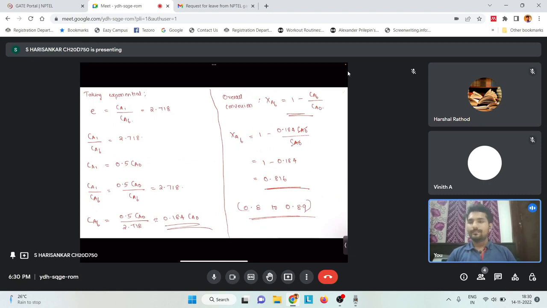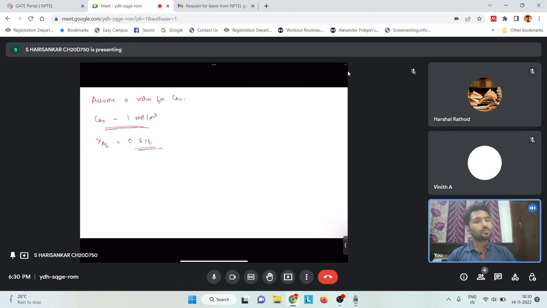If this is a bit complicating, what we can do otherwise is just assume a value for CA0 and then follow the same steps. So you assume a value for CA0, apply the design equation for CSTR, and we find the concentration of the outlet of the CSTR, CA1. So CA1, we got it as 0.5 CA0. So we'll get the CA1 as 0.5 mole per meter cube.